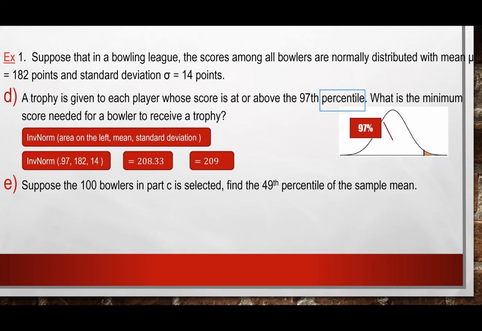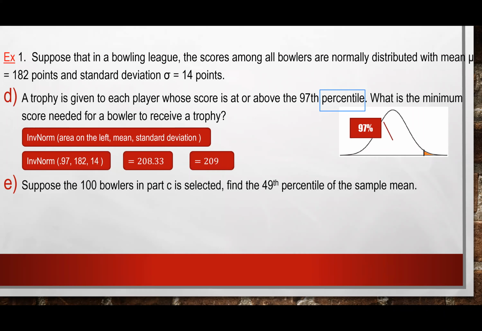So they just say round up to 209 pins. If you score 209 pins or more, the maximum score for a game being 300, you will get this trophy based on this information. Based on this group of data, this is what you have, okay?